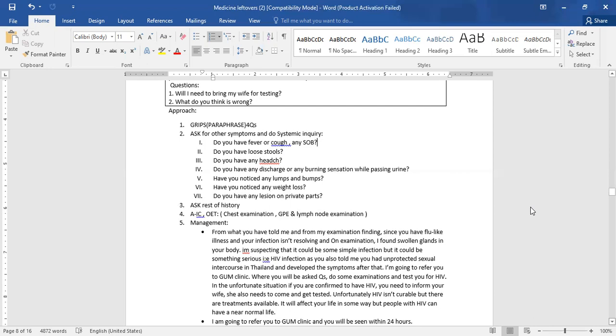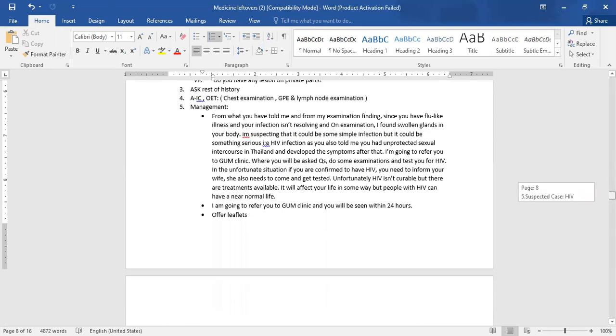And then you have to mention what I am going to do is refer you to the genitourinary clinic, and you will be seen within 24 hours. They will ask you a few questions, do some investigations, and test you for HIV. But in an unfortunate situation, if it is confirmed that you have HIV, you need to inform your wife. She also needs to come and get tested. Unfortunately, HIV is not curable, but there are treatments available, and it will affect your life in some way. But people with HIV can have a near normal life. So I'm going to refer you to the genitourinary clinic, and you will be seen the same day.